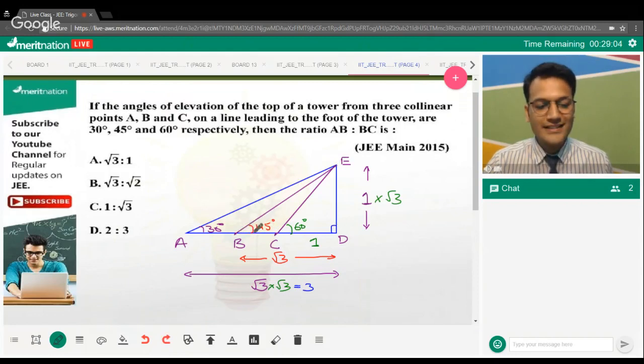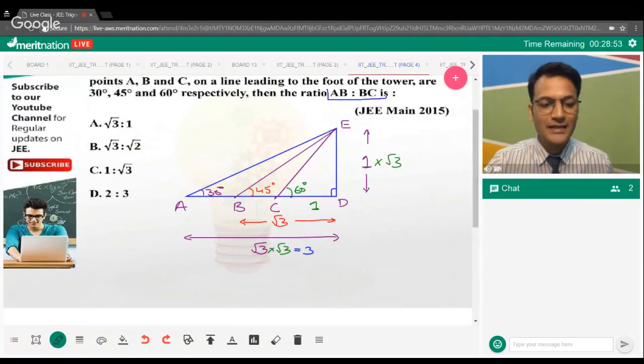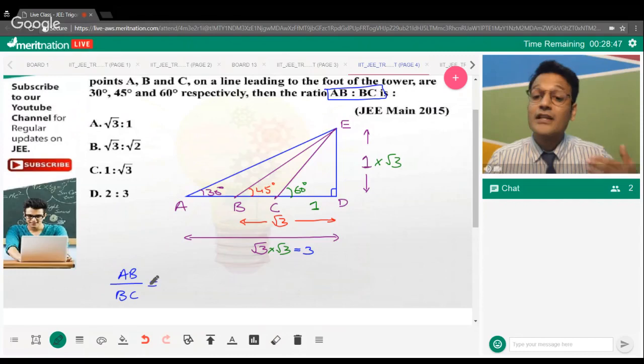We know if this is 45, the ratio over here is the same. If this is root 3, this must also be root 3. Ratio must be 1:1. So this is root 3. Now the question is asking for the ratio of AB to BC. Whenever the question asks for the ratio, you can figure it out with the help of this.